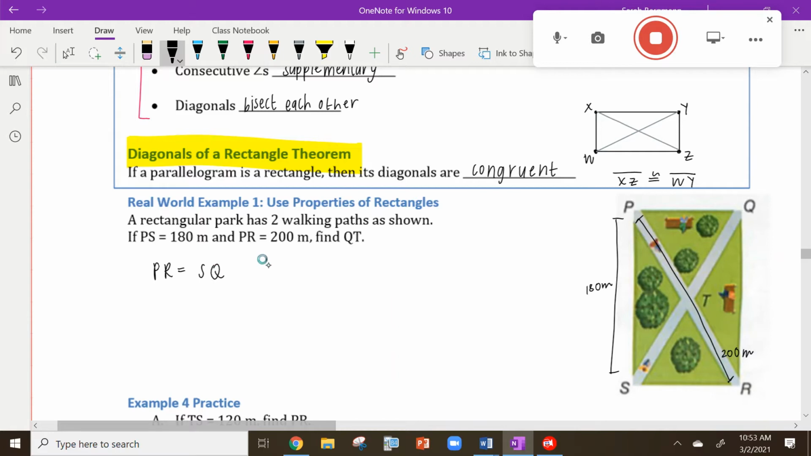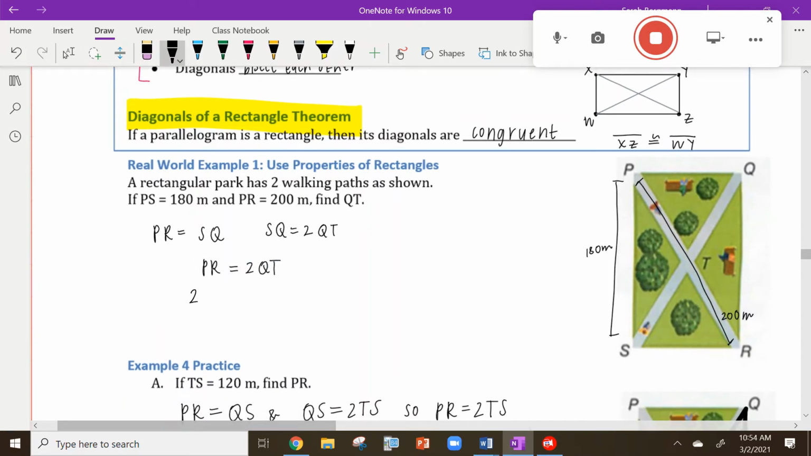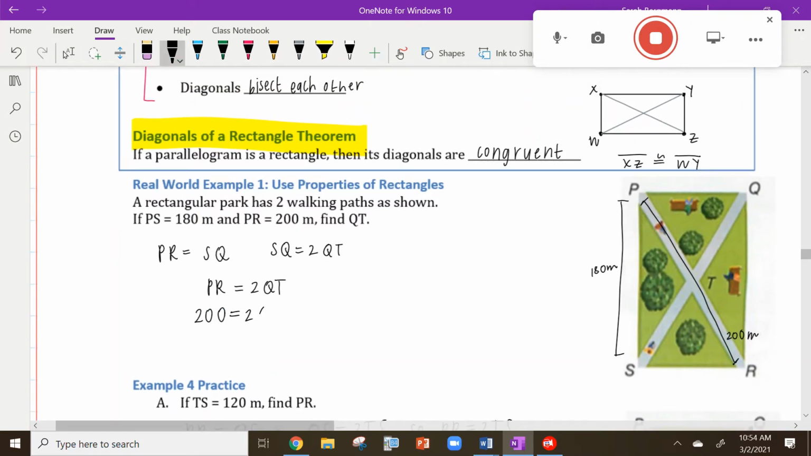I also know that SQ is 2 times QT since the diagonals bisect each other. So, by transitive property, I know that PR is equal to 2 QT. PR is 200, so I can substitute that in. Divide both sides by 2 in order to get QT is 100. So QT is 100 meters.